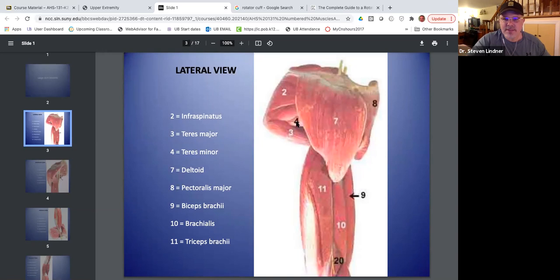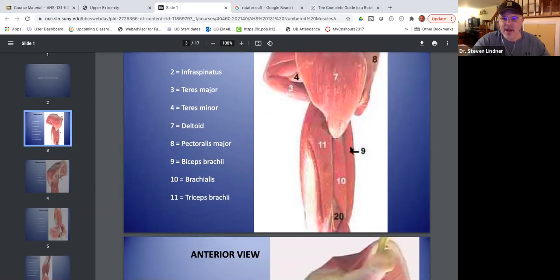Number 4 is teres minor. Number 3 is teres major. Now the deltoid is blocking the long head of the triceps, so we can't really see it piercing between teres minor and teres major. Here, number 9 is the biceps brachii. Number 11 is the triceps. And between the biceps and the triceps, from the lateral view, we can see the brachialis here.